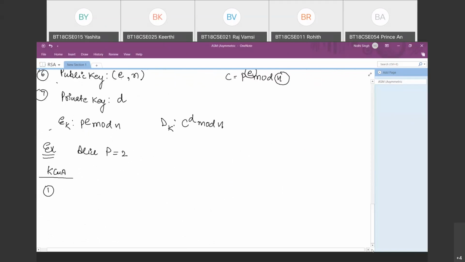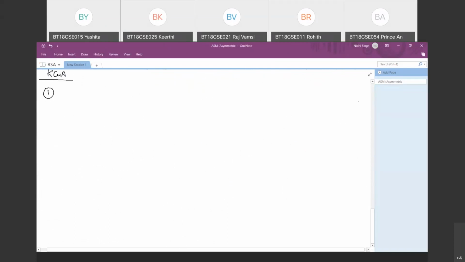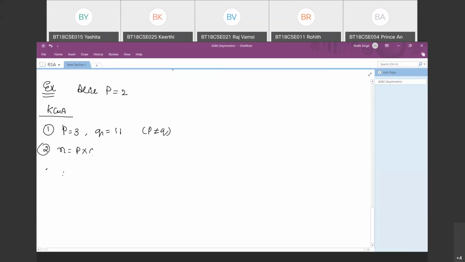But for better understanding, I am using only small prime numbers. So I am taking a small p equal to 3 and q equal to 11, and my p is not equal to q. What is my second step? Calculate the value of n. So n equal to p into q, 3 into 11, that is 33. The third step was to calculate the value of phi n. So p minus 1 and q minus 1. p minus 1 is 2, q minus 1 is 10, that is 20.